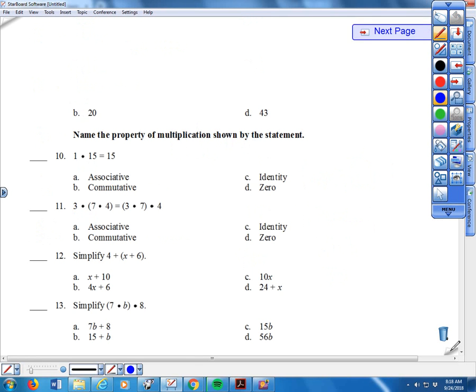Okay, properties. So do we need a review of these? Yes. Okay.